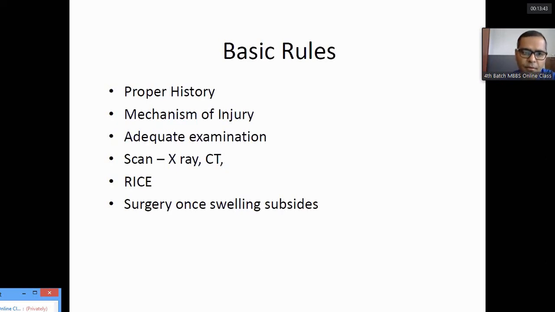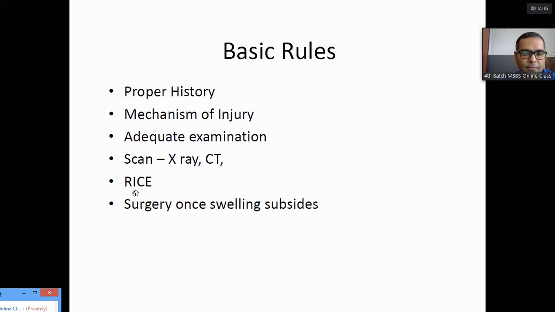So the basic rules: proper history, mechanism of injury, adequate examination, scan. In orthopedics we call it span, scan, and... sorry, I forgot one. Span, scan, and I forgot the third one. Next class I will take.